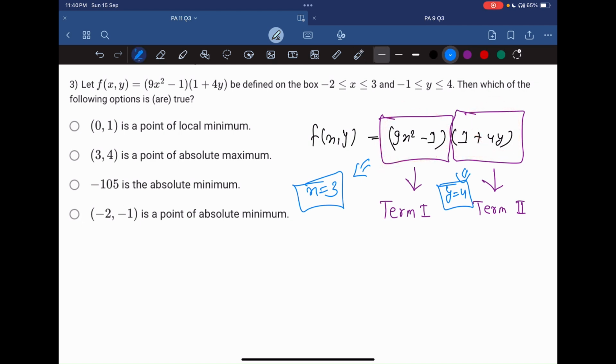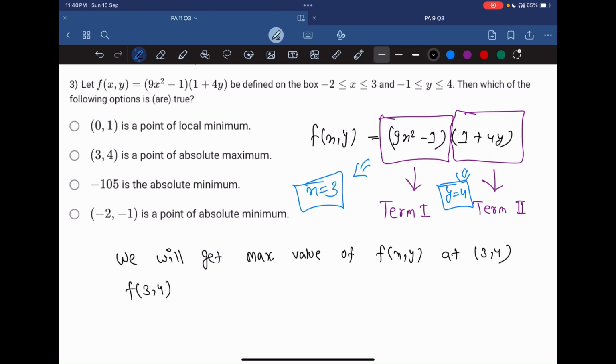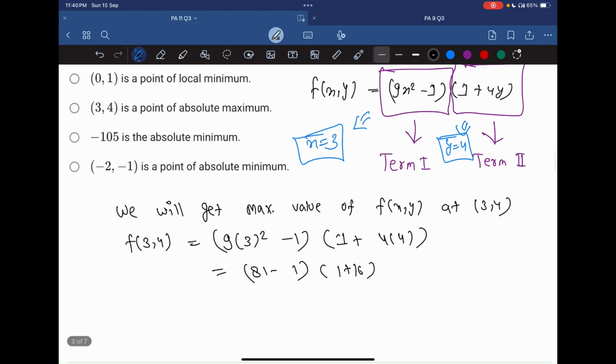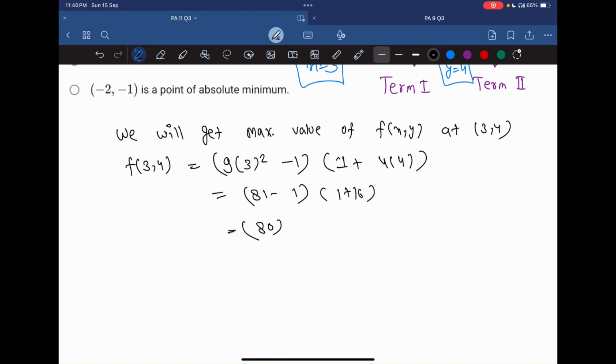So we will get the maximum value of the function f of x, y at 3, 4. If we put in f of 3, 4, we will get its value: 9 times 3 square minus 1, into 1 plus 4 into 4, that is 81 minus 1, into 1 plus 16, that is 80 into 17.